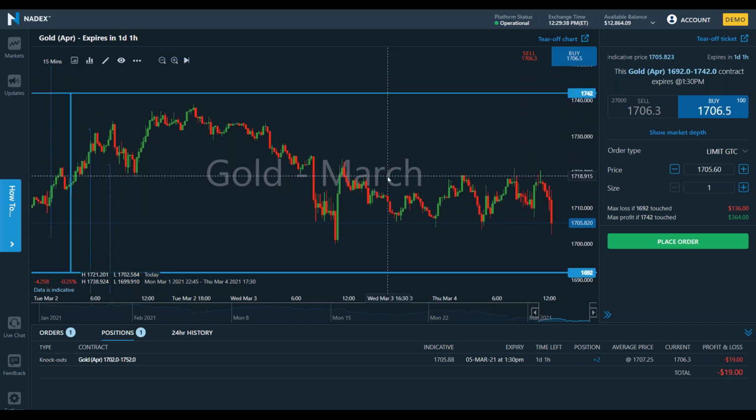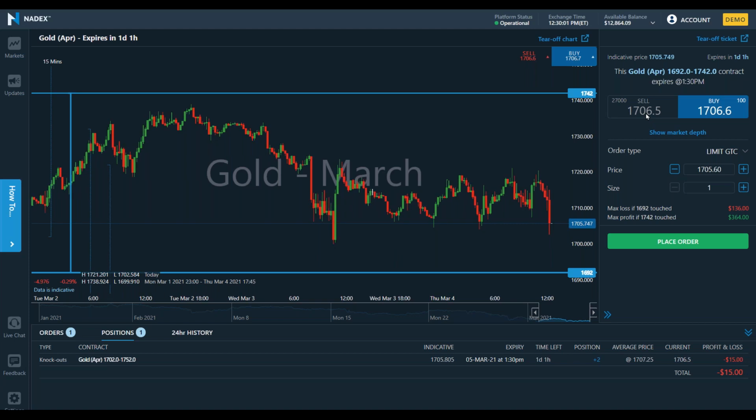Okay, so that's knockouts. All right, and I think that should be pretty intuitive. We got through placing a bid below, placing an offer above, and we watch. I mean, look, now it's bouncing back. If I wanted to sell that one that I bought, so I don't have two of them, I could probably get out of it right now for a tiny $5 profit. But I'm just going to leave it as it is, and we'll see what happens as time goes on.